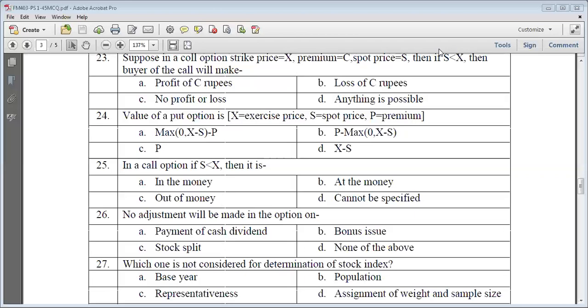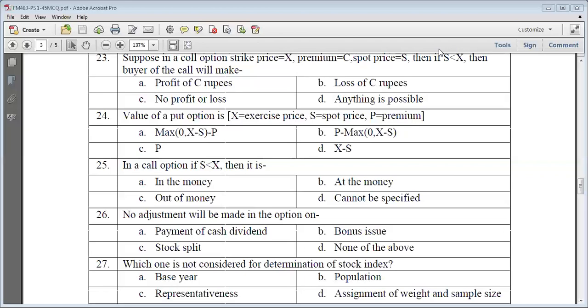So the formula will be max X minus S, comma 0. So your correct answer will be option A.